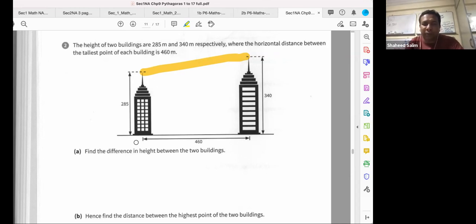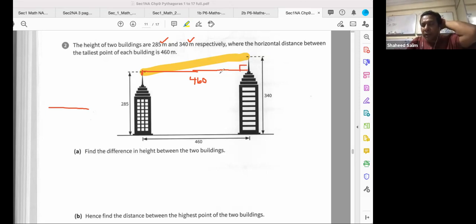The height of two buildings is 285 and 340 respectively. Okay, so you understand the part, right? So this first part is okay. Where the horizontal distance between the tallest points is 460. What do you mean? Horizontal is like that. They're talking about down here, from here to here. So this line from here to here is 460. Can you see now? They're really giving you a triangle here.